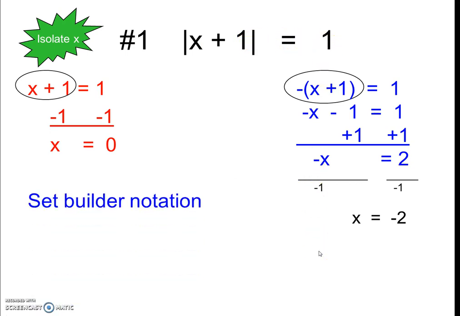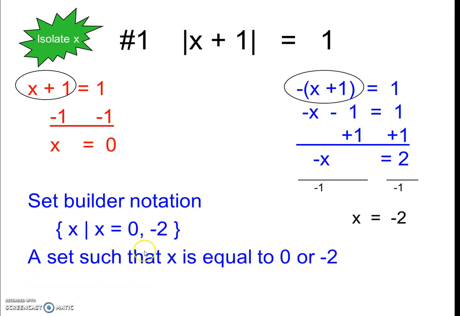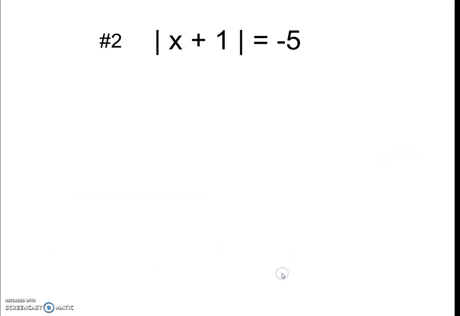All right. So now how do we tell people these are the answers? This is set builder notation. And you know it's set builder because of the little squiggly S looking things. And this is read x such that x can be 0 or negative 2. It can be either of those. A set such that x is equal to 0 or negative 2. And we need to learn how to say that. All right, let's try another one. What can be in here that would make this work?